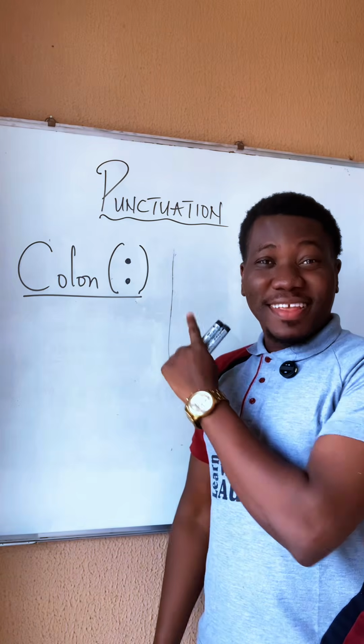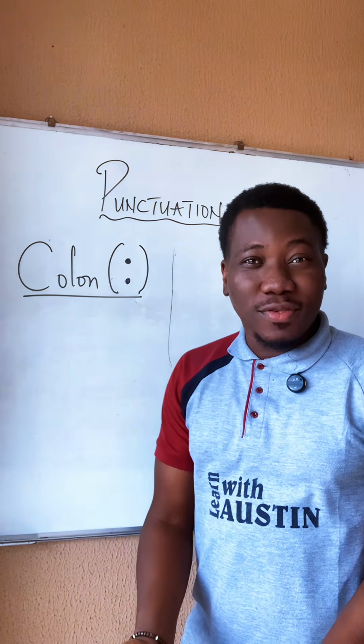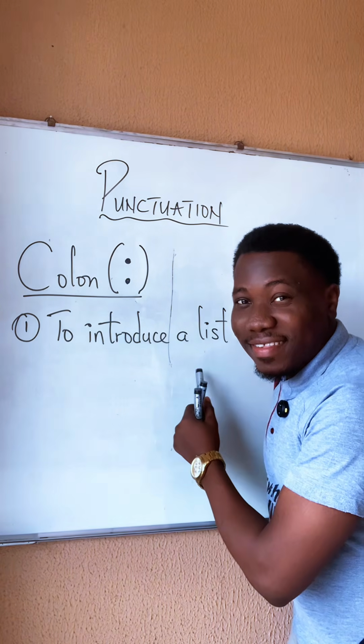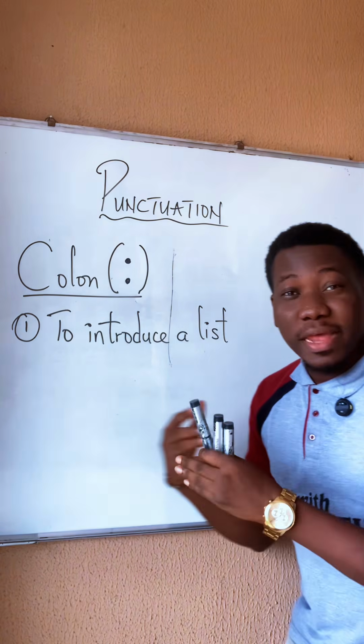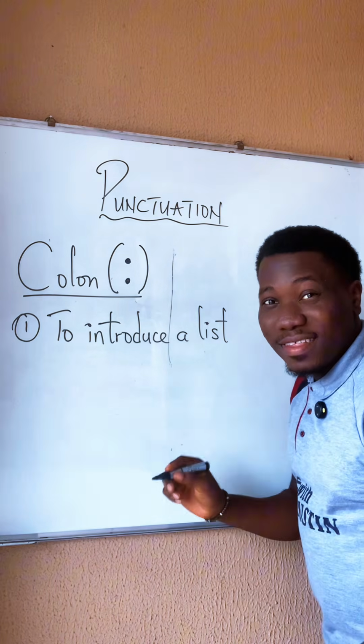Still on punctuation, let's talk about the colon. What do we use the colon for? How do we use the colon? Number one, we use the colon to introduce a list. So you're writing and you're about to mention the items in a list. You introduce this list using a colon.